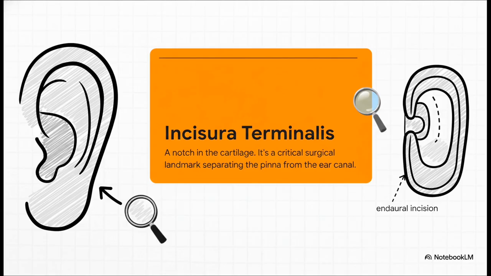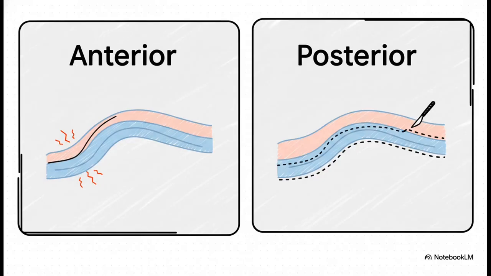It's basically the dividing line between the pinna's cartilage and the ear canal's cartilage, and it's the exact spot where surgeons make an endoaural incision to get into the canal. Okay, this is a fantastic illustration of a really important difference. The skin on the front of your ear is super thin and basically shrink-wrapped to the cartilage underneath.